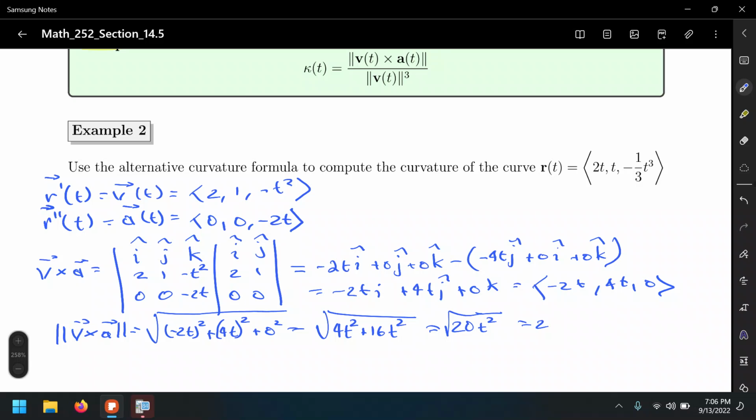Absolute value of t, because in this problem, it doesn't say anything about t, like assume t is only positive values. In this case, we're just given the vector valued function, so yes, we can have negative values. That doesn't mean going back in time. Those values of t are actually a reference, like 2 seconds ago, 5 seconds ago, or hours, depending on what this really models. So that's 2 root of 5.